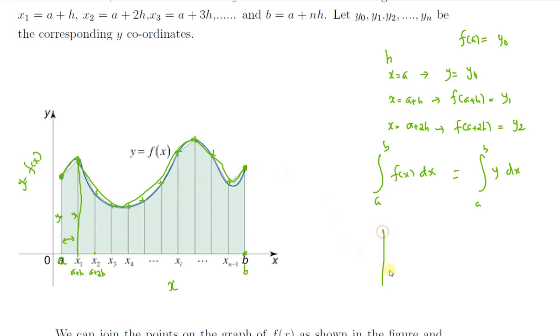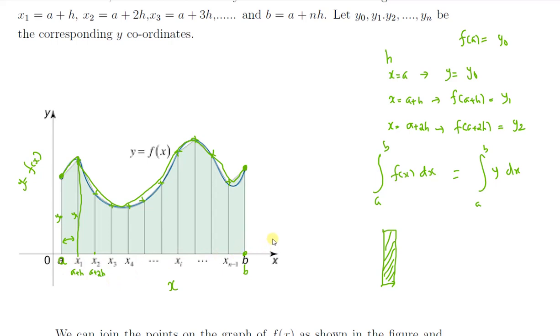If y is a height like this and dx is a small increment like this, y into dx simply gives the area of this strip. Now, the integral of y dx between a and b simply gives the area under the curve and the x-axis between x is equal to a and x is equal to b.